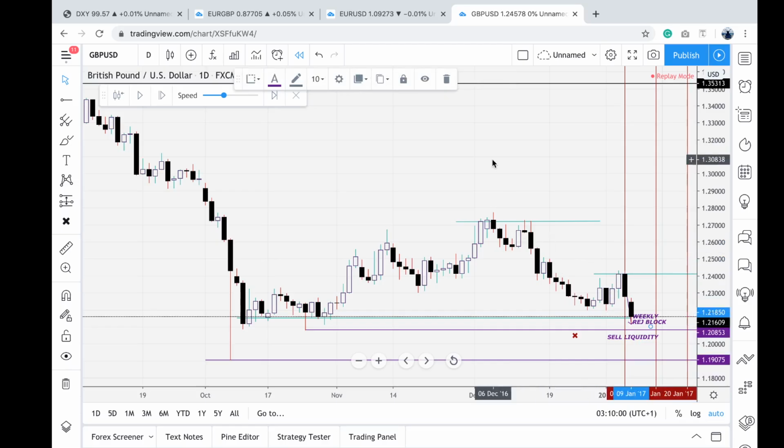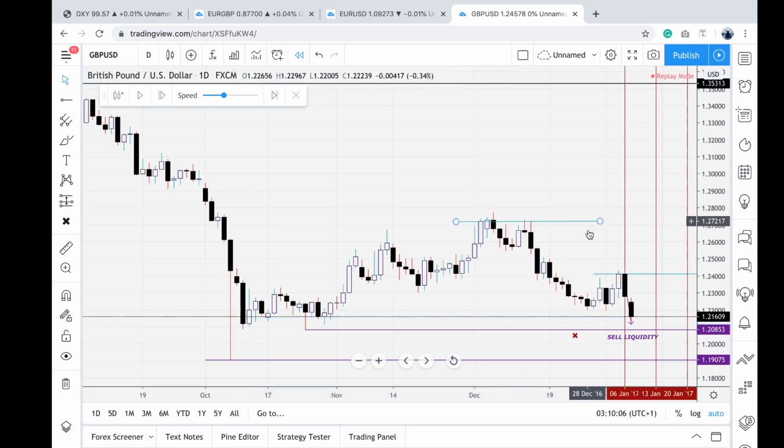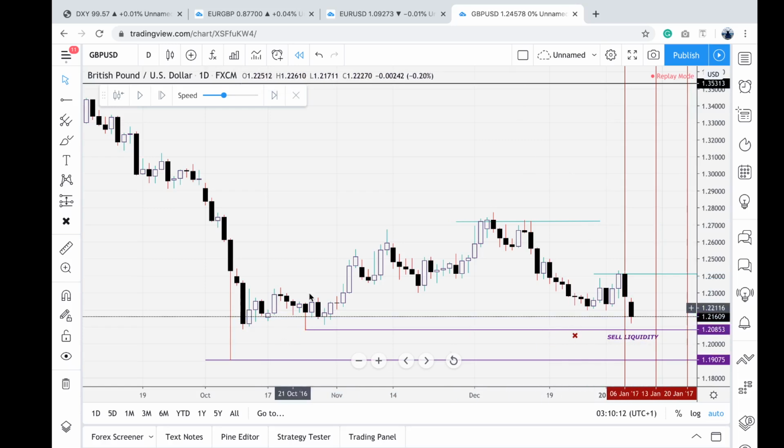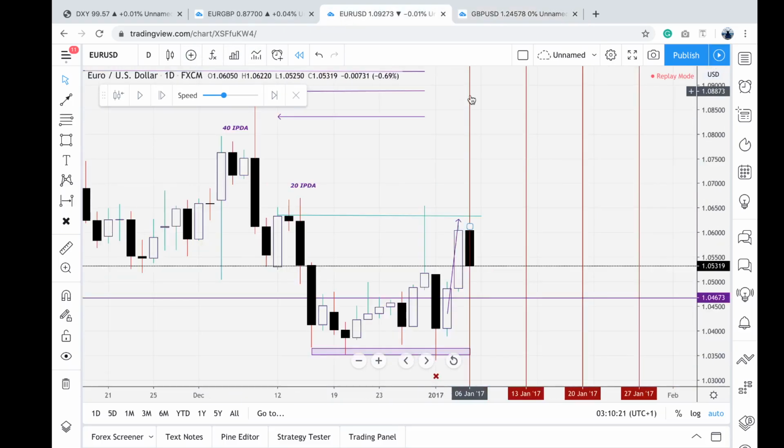We've tapped our weekly rejection block, so there's no need for that. We've tapped this level also, there's no need for that. So our next target on the sell side will be this sell liquidity where this candle wick rests. Okay. Euro USD. Let's see. Only for this.